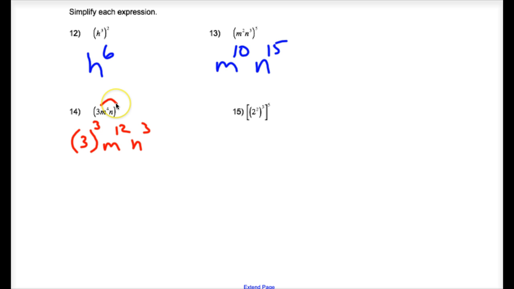The 3 goes on all of them. Now, here's my question. It may be a bad example because we got the same base and the same exponent, 3 and 3. What's 3 cubed? 27. Do it on your fingers. 3 times 3 is 9, times 3 is 27.